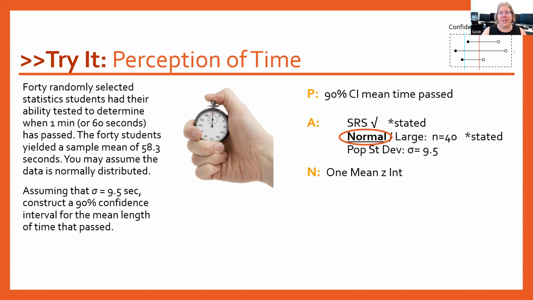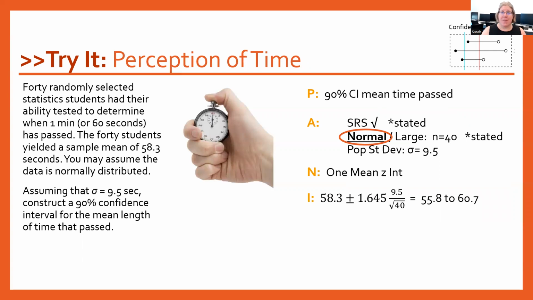And then our population standard deviation is sigma equal to 9.5. Since we have our population standard deviation given to us in the problem, the name of this interval is a 1 mean z interval. And then the I is the interval, so we're looking for our endpoints.